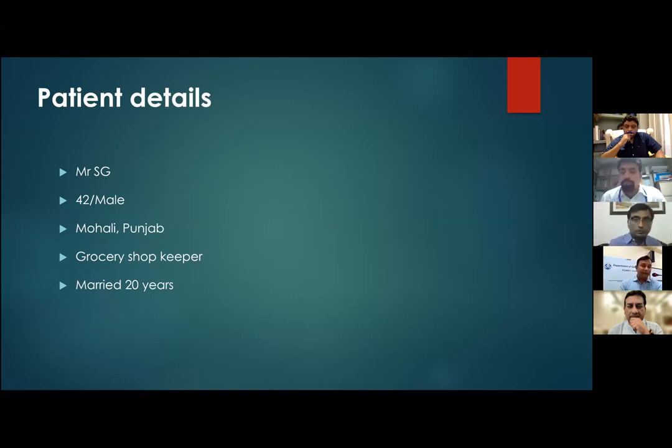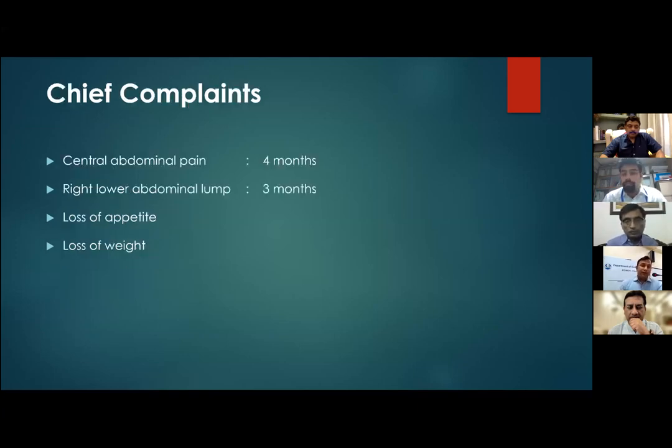So coming to the index patient, our patient is a 42-year-old gentleman from Mohali, Punjab, a grocery shopkeeper by profession, educated up to class 5. He presented with central abdominal pain for the last 4 months, and right lower abdominal lump for the last 3 months, which was also associated with loss of appetite and loss of weight.